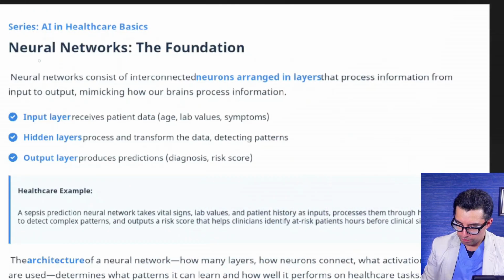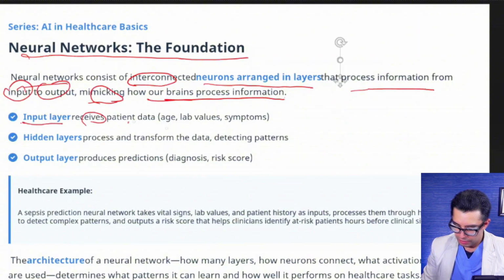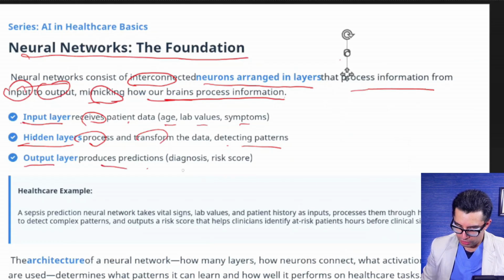Okay, neural networks. This is the foundation, my friends. Neural networks consist of interconnected neurons arranged in layers, and they process information from input to output, mimicking how our brains process information. The input layer receives patient data: age, lab values, symptoms. Then hidden layers process and transform the data, detecting patterns, and the output layer produces predictions like the diagnosis or risk scores.